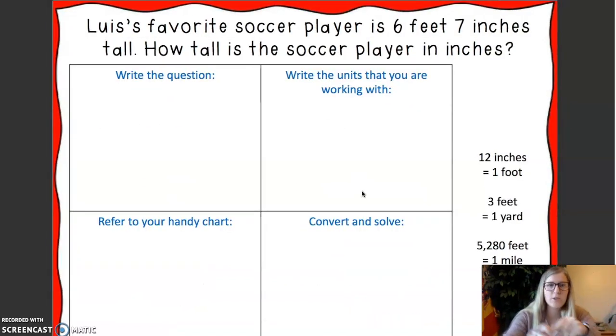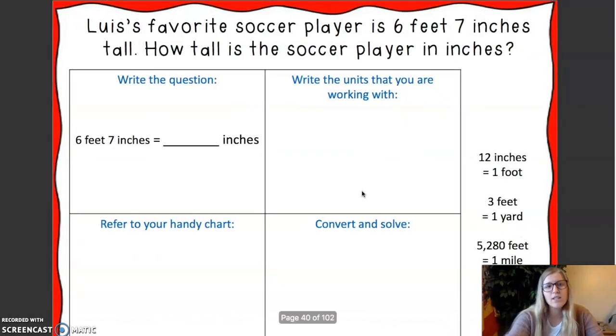The last one we're going to do is Luisa's favorite soccer player is 6 feet 7 inches tall. How tall is the soccer player in inches? First, I'm going to write my question. We're wondering how tall he is in just inches. He's 6 feet 7 inches, and I want to know how many inches is that.